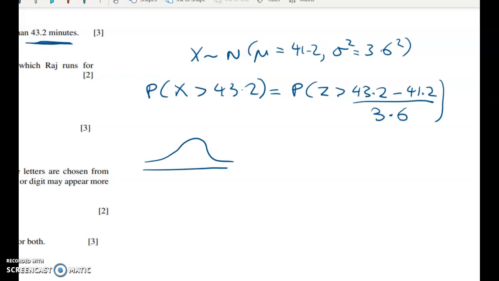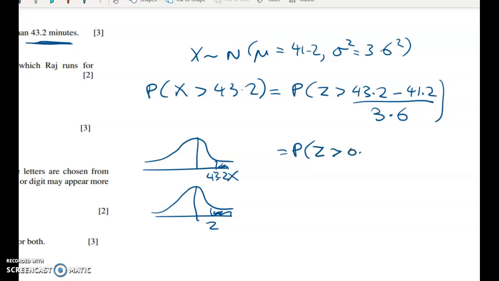And at this point, a rough sketch is always a great idea. This is my X sketch. So there's 43.2, and underneath it is my very badly drawn Z sketch. So this is what we're working with. So the Z value here works out to be the probability that Z is greater than 0.556. And we can find this probability by finding 1 minus this probability, so 1 minus phi of 0.556.